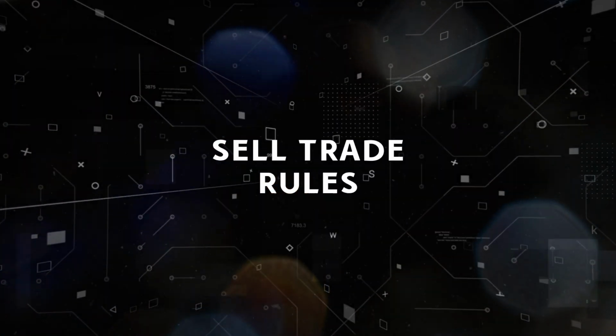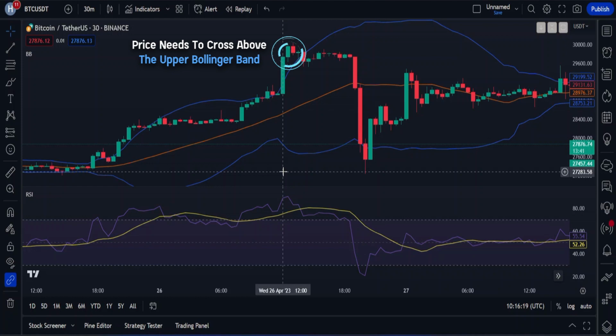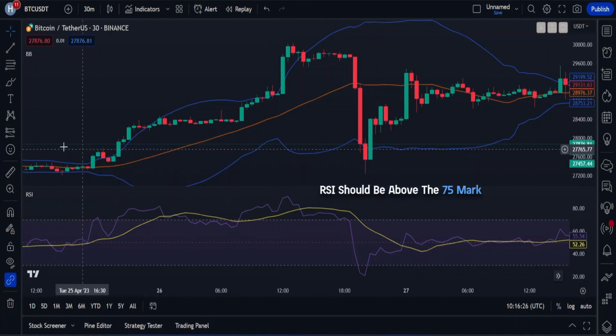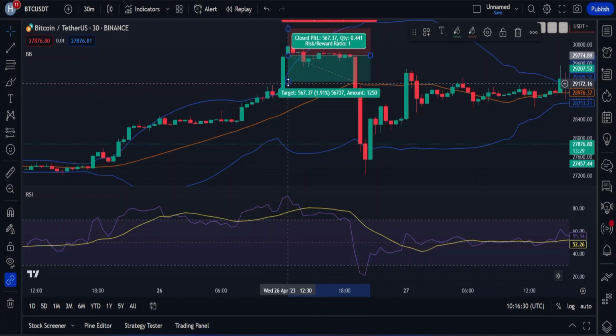Sell trade rules. So these are the two conditions that need to be fulfilled for a sell signal to be valid. So for a sell trade, the price first needs to cross above the upper Bollinger Band. And then we will confirm this signal by looking at the RSI. And if the RSI is above the 75 line, this means we can go ahead and place a sell position.